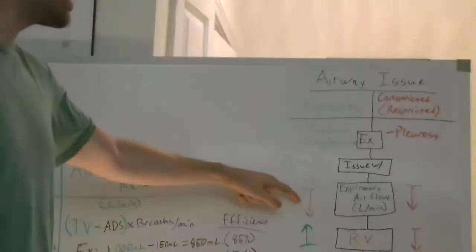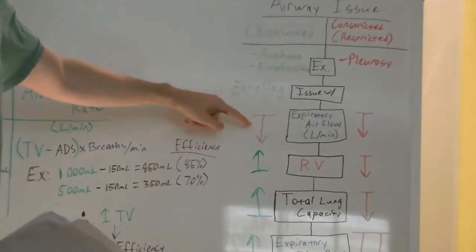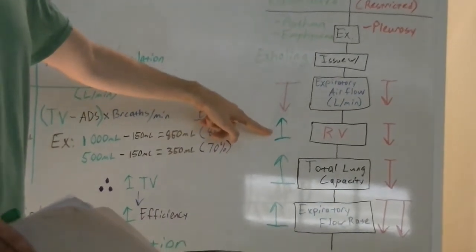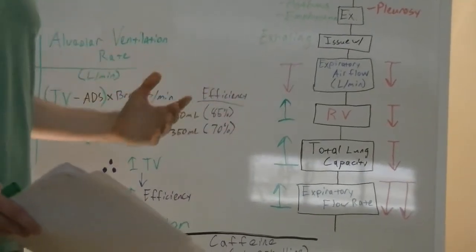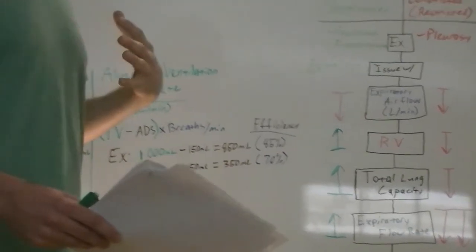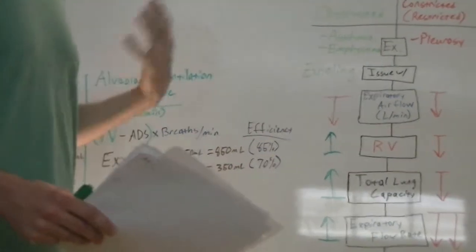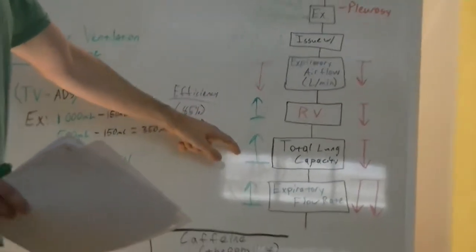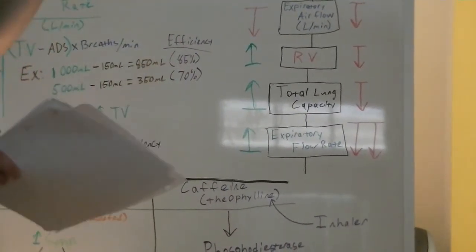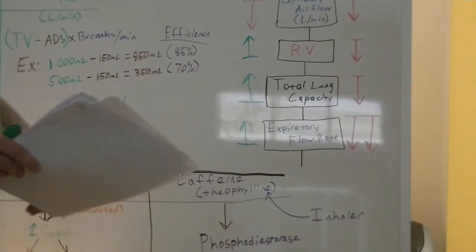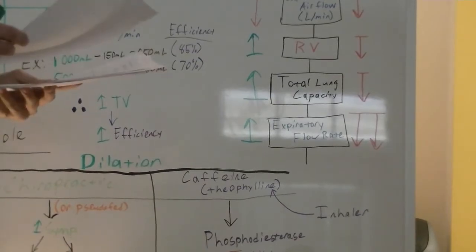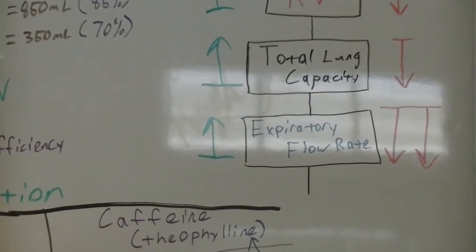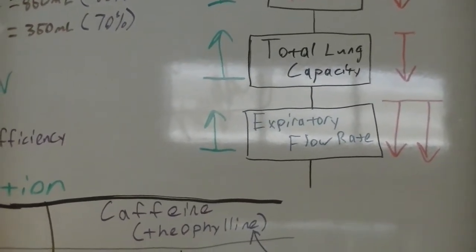All right, with that you're going to have a decrease in expiratory airflow, which is expressed in liters per minute. You're going to have an increase in residual volume, because you're getting all that extra air in, but none of it's coming out, or at least a decreased amount. So you're building up that residual volume, and you're building up total lung capacity because you're constantly taking more air in. And your expiratory flow rate would also increase. Not sure about that one, but according to my notes, it increases.